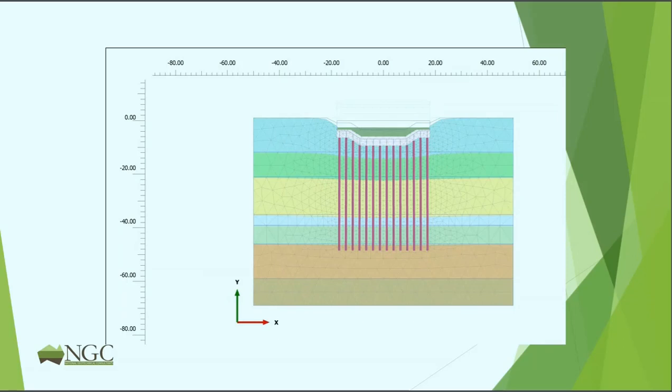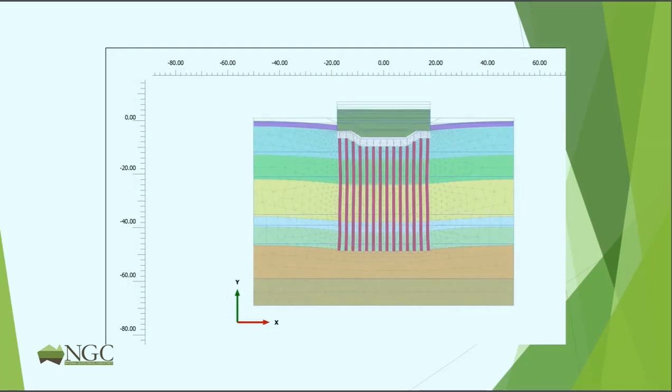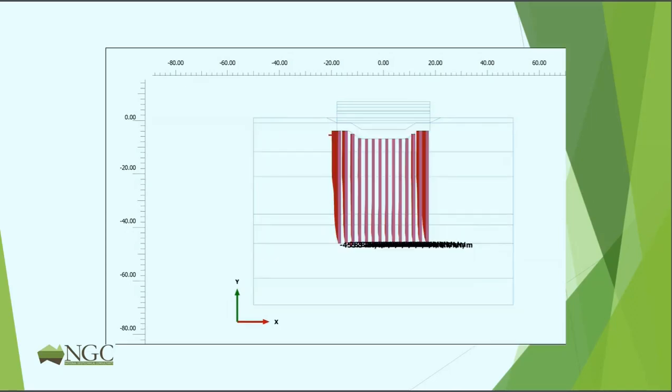This is the first stage of loading, and you can see that things have started to move down. And this is the full load now, the deformed mesh for the full building load. This is actually quite interesting because this is what the finite element model says the pile load distribution across the section will look like.